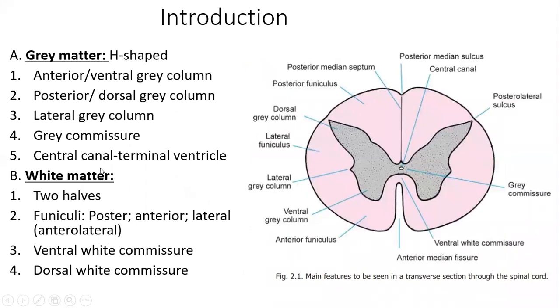Now let's talk about the white matter of the spinal cord. Gray matter of the spinal cord externally is surrounded by the white matter. I hope you know the difference between the gray matter and the white matter. Why is it gray in appearance, and why is it called white? White contains the myelinated neuronal fibers, whereas the gray matter contains mainly the neuronal cell bodies.